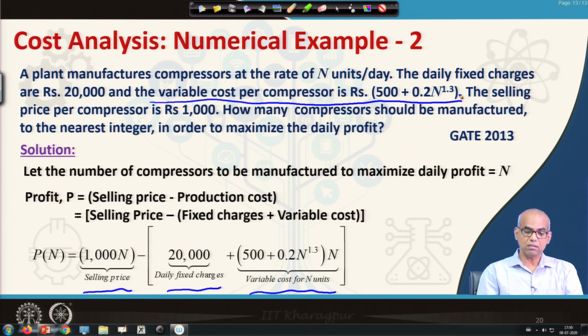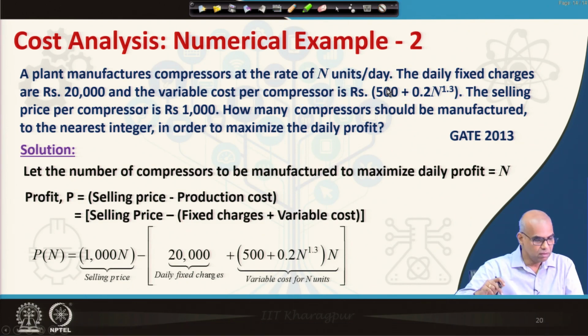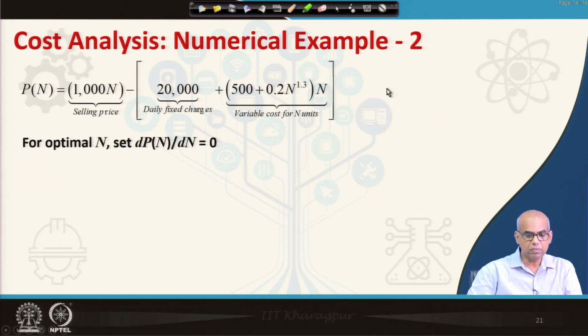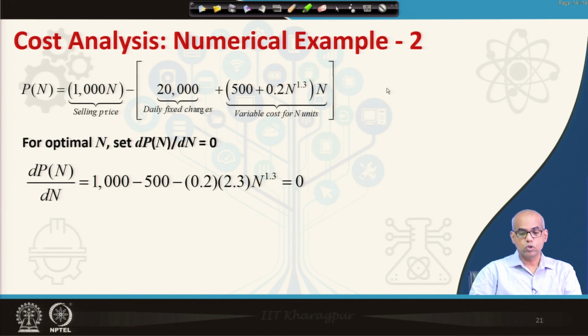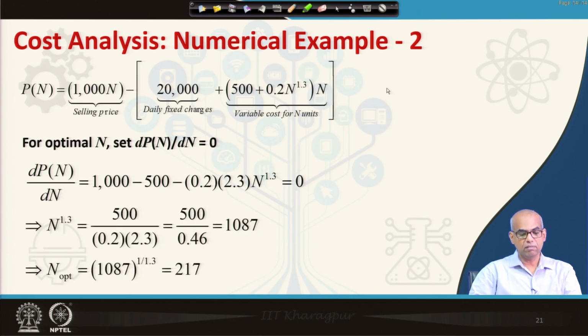Note that this is a single variable function, it is a function of n. So, you take the derivative of this with respect to n and set that equal to 0. If you do that, you get the optimal value of n as 217. It has been rounded up to the nearest integer value.